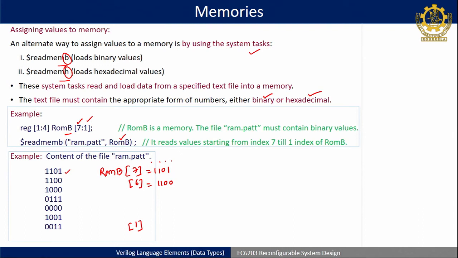Understood? So, this syntax you have to remember: $readmemb for binary, $readmemh for hex. Okay. So, accordingly you can put. Now next, here it is binary. So, 1101 is written and we have taken B. If hex, then the corresponding digits A, B, C, D will be coming.